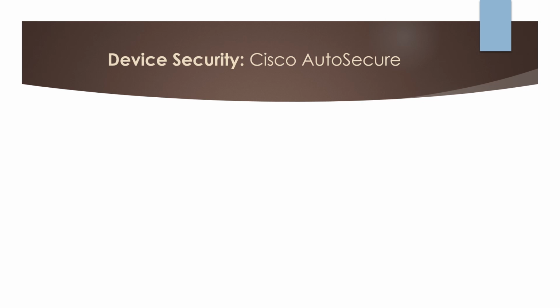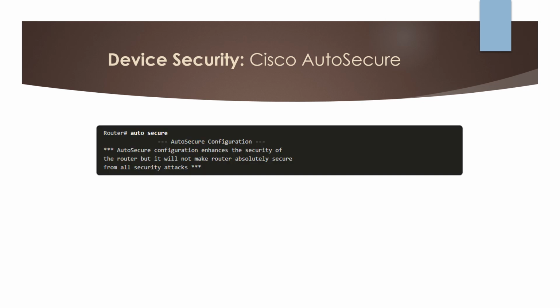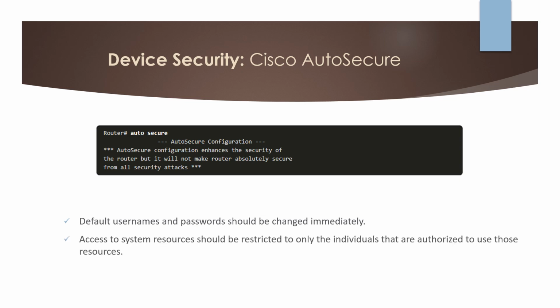And as for the Cisco router, the Cisco AutoSecure feature can be used to assist in securing the system, as it is shown here in this example. In addition, there are some simple steps that apply to most operating systems. The default username and password should be changed immediately. Access to the system resources should be restricted to only the individuals that are authorized to use those resources. And any unnecessary service and application should be turned off and uninstalled when possible.